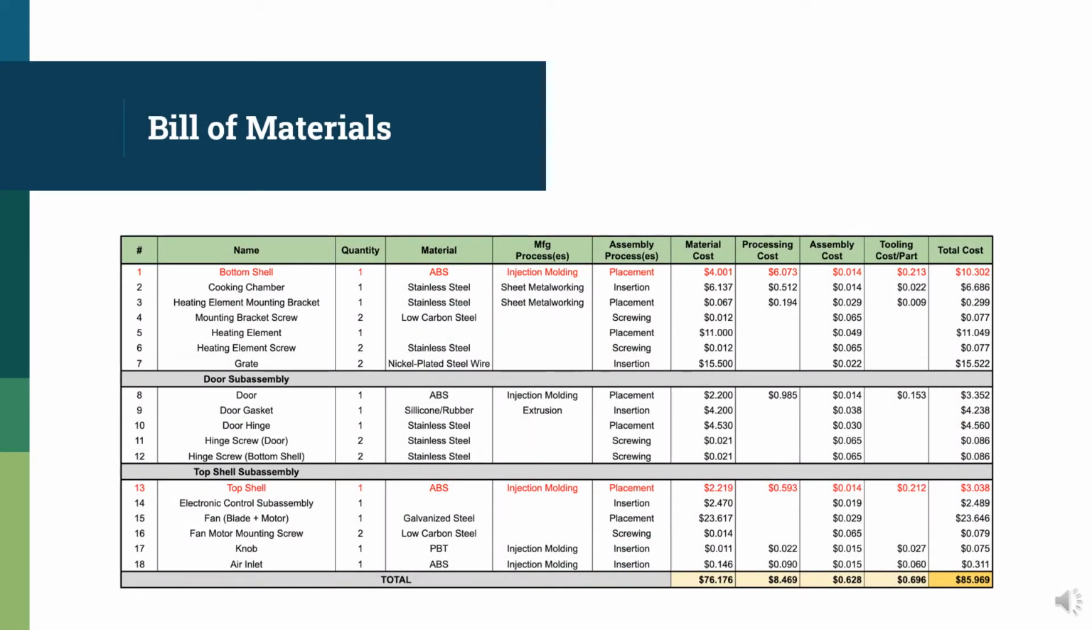This is our finalized bill of materials showing a breakdown of the manufacturing and assembly costs for the air fryer. Injection molded parts will be made using ABS plastic, while parts requiring a higher operating temperature will be fabricated using stainless steel sheet metal. For cost calculations, we assumed a production volume of 1 million units and a labor rate of $15 per hour. Our redesigned air fryer has an estimated production cost of $85.97, which is 32% lower than the cost of our original design.